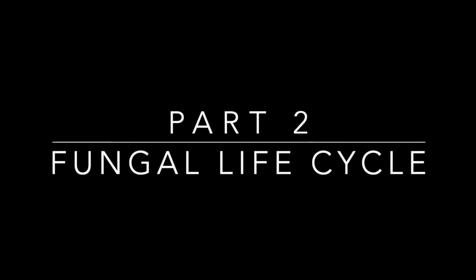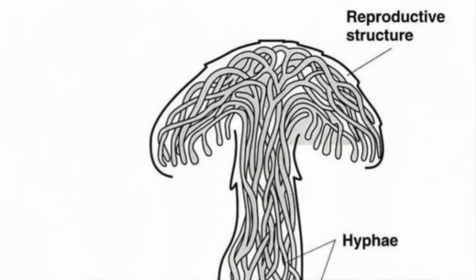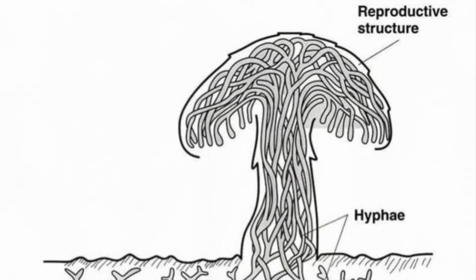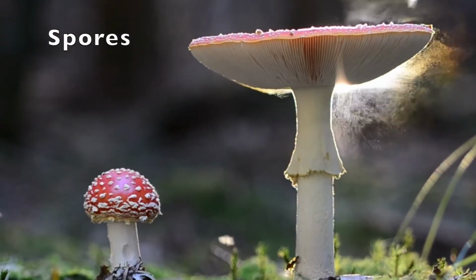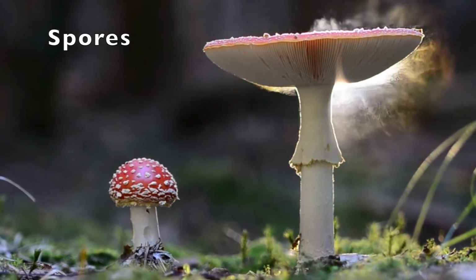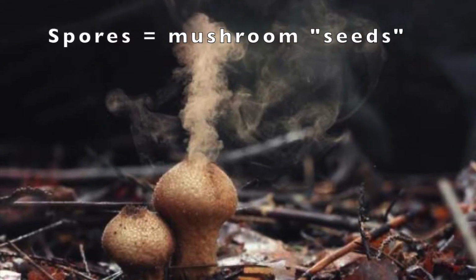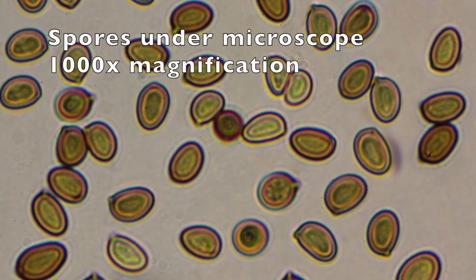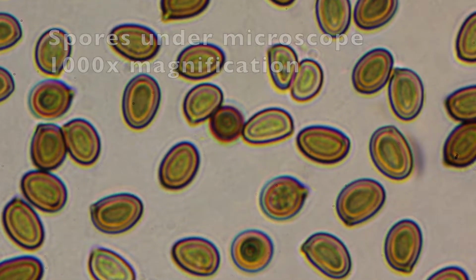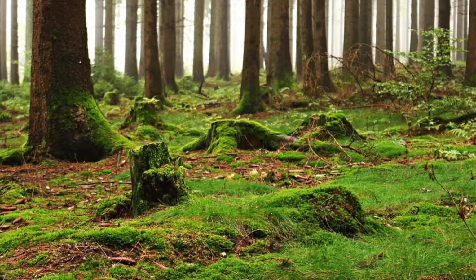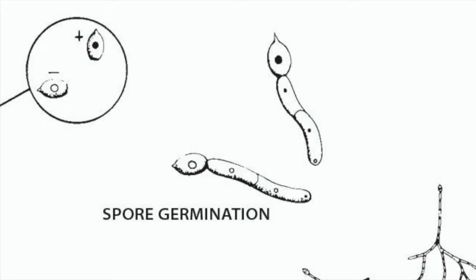The fungal life cycle. A mushroom is the reproductive organ of a fungus. A mushroom's purpose is to spread microscopic spores through the air. Spores are basically the seeds of a mushroom. Spores contain all of the genetic information necessary for fungal reproduction. When the spores land in an environment with sufficient nutrients, water, and warmth, they begin to germinate.